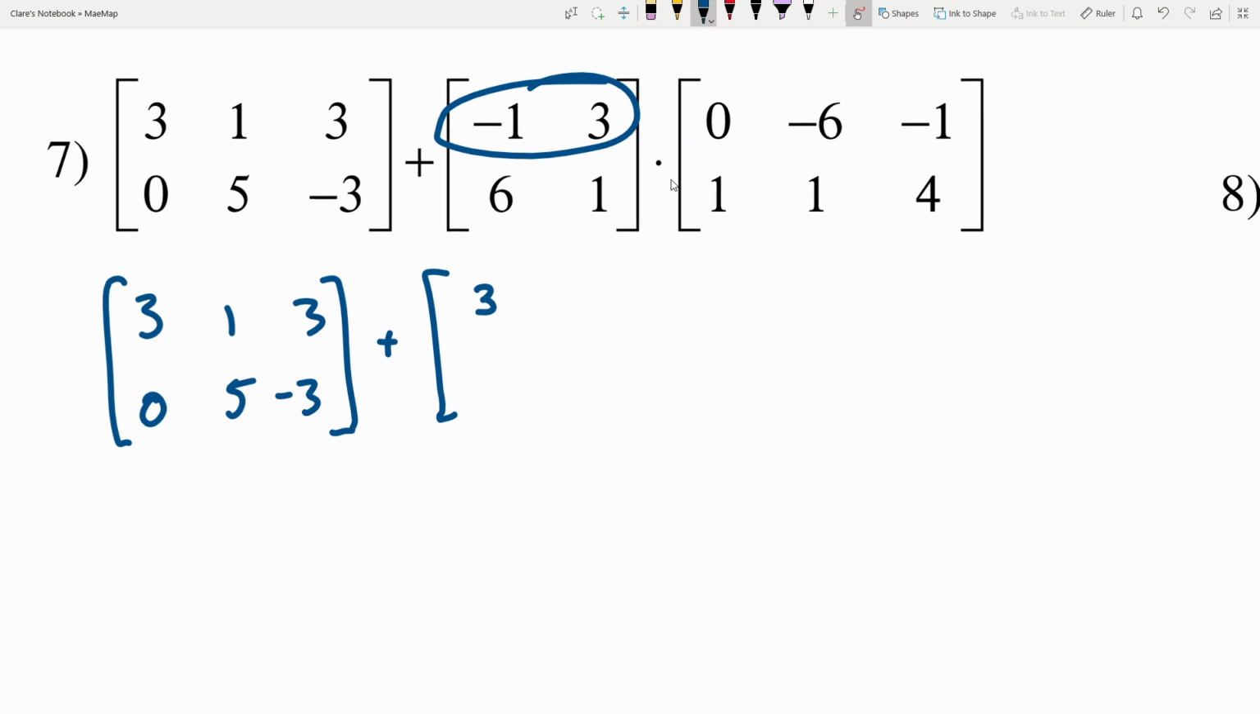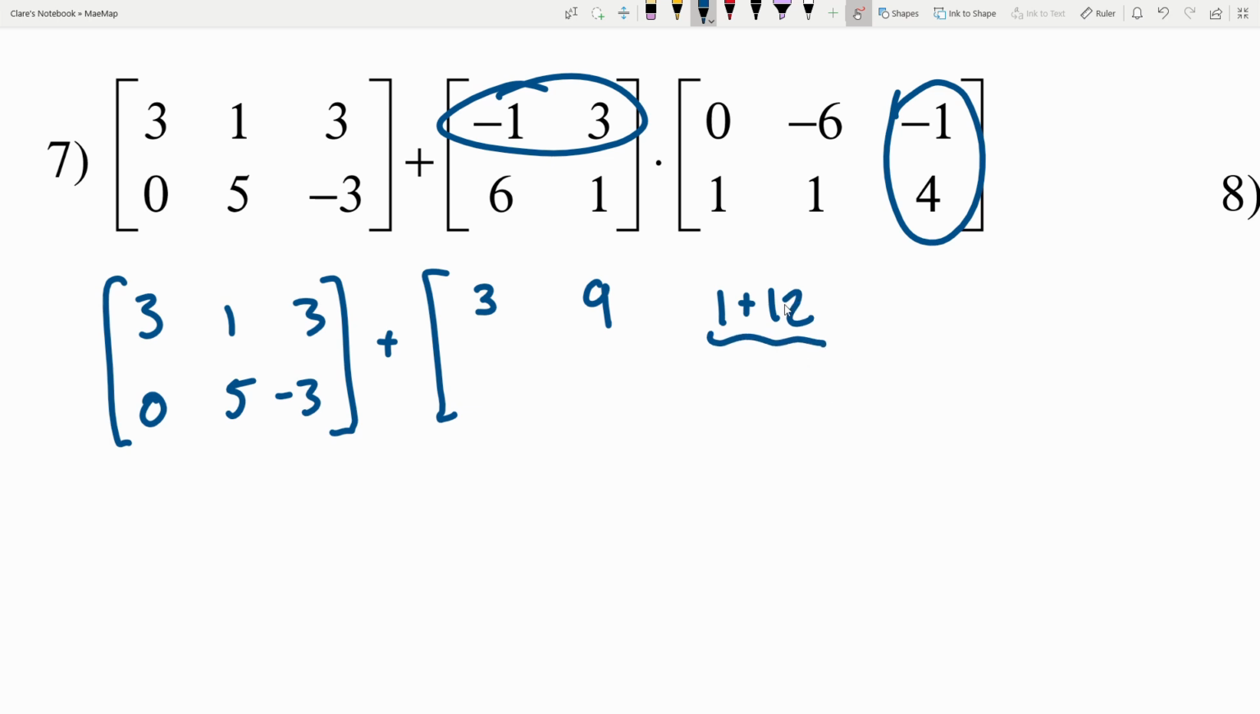But continuing on for now, I'm going to then dot my first row with my second column. That's going to be -1 times -6, which will be a positive 6, and I'll add that to 3 times 1, which will be a positive 3. 6 plus 3 gives me 9. Now I'll take that first row and dot it with that third column. -1 times -1 gives me a positive 1, and I'll add that to 3 times 4, which gives me 12. 1 plus 12 is a positive 13.